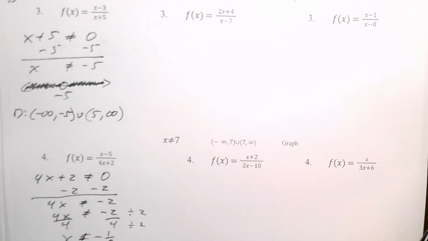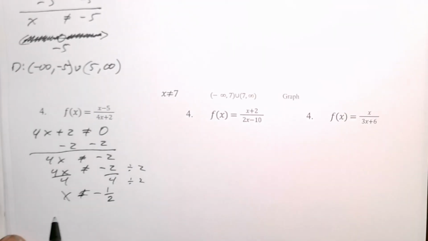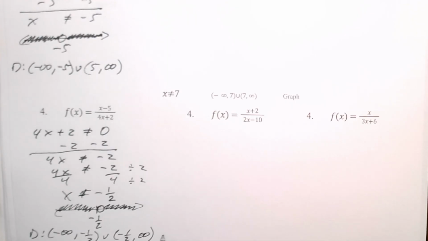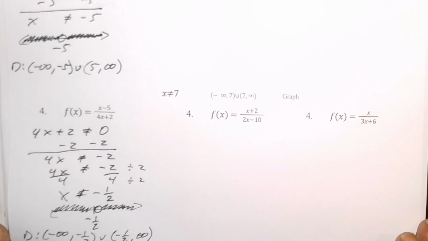So I'm going to say that here's my number line, and this is where negative 1/2 is, and we're going to put a little circle around it. So that means do not use negative 1/2. But we can use anything before negative 1/2 and anything after negative 1/2. So our domain is negative infinity to negative 1/2, unioned with negative 1/2 to positive infinity, and that'll be our domain.